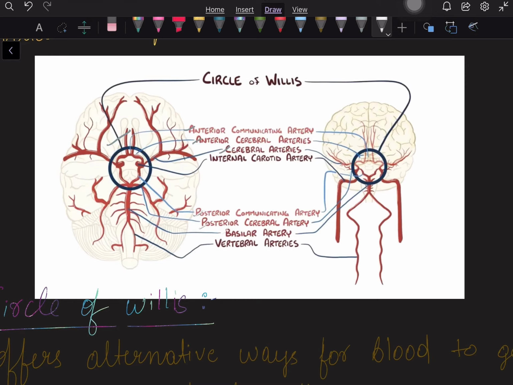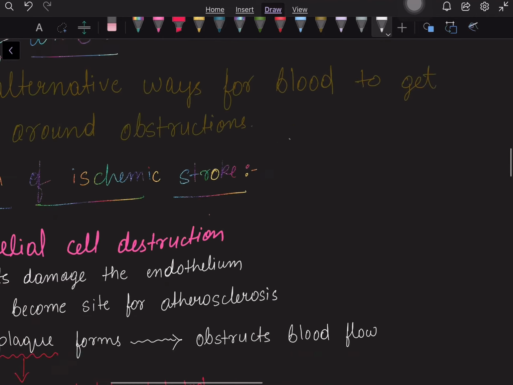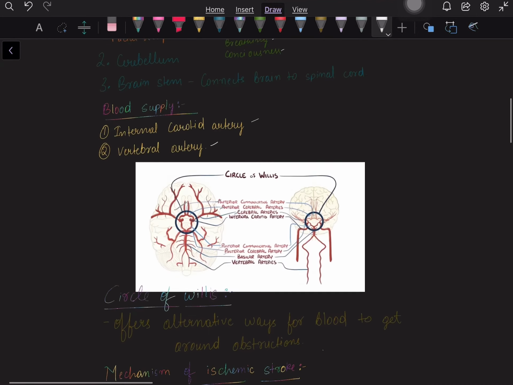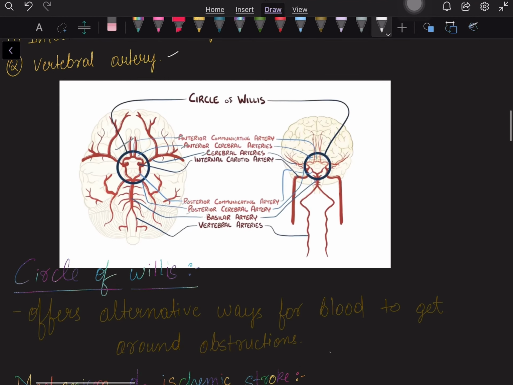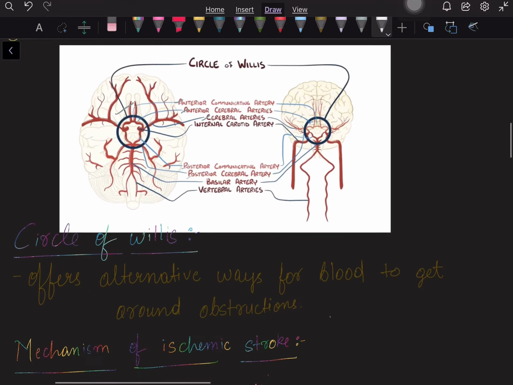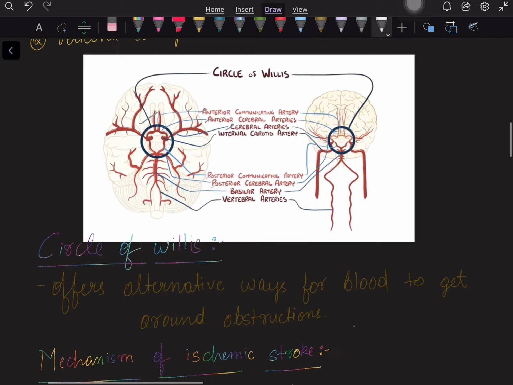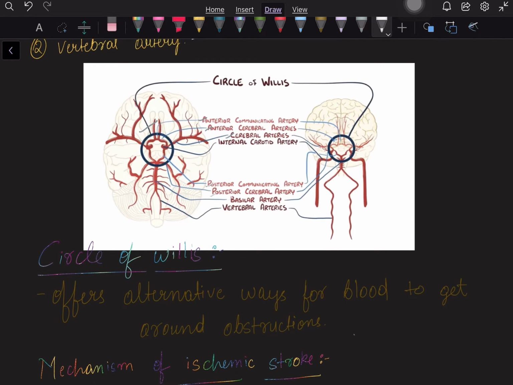And the internal carotid artery again has branches and communicating arteries, that is the middle cerebral artery, the anterior cerebral artery and the anterior communicating artery. The main function of all these arteries is to form the circle of Willis.